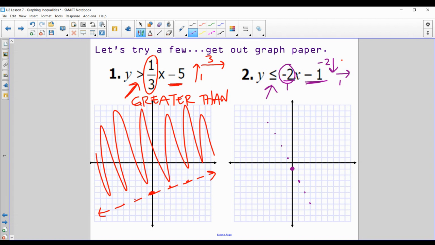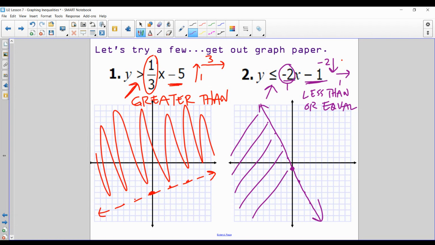Okay, now I look at the inequality symbol. It's less than or equal to. Because of the or equal, that means the solution includes the points on the line, so I'm going to make that a solid line. Okay, it is less than, so I want everything that is below this line.